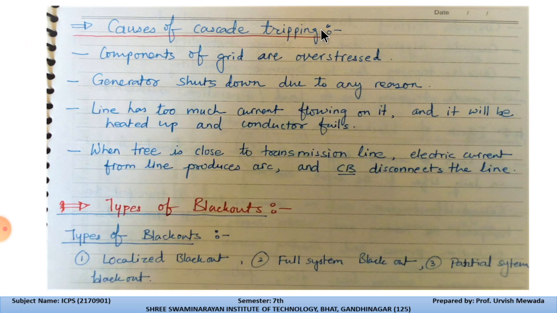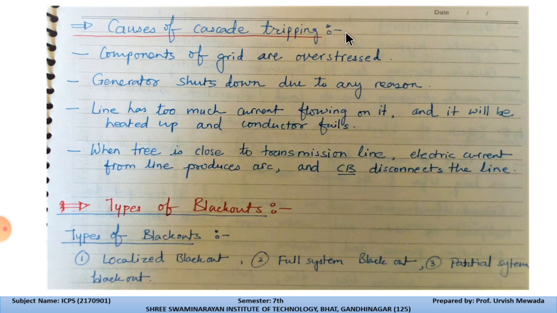These are the causes of cascade tripping. As I explained, components of grids are overstressed. This word overstressed is associated with the load. If the load of the line increases beyond the limit, I am not talking about the initial station. If that station fails, its elements will transfer that overstress, or we can say load, to the next nearby station. So the load on that nearby station will increase because it has its own load and the load which is shifted by the faulty part. That is called overstress.